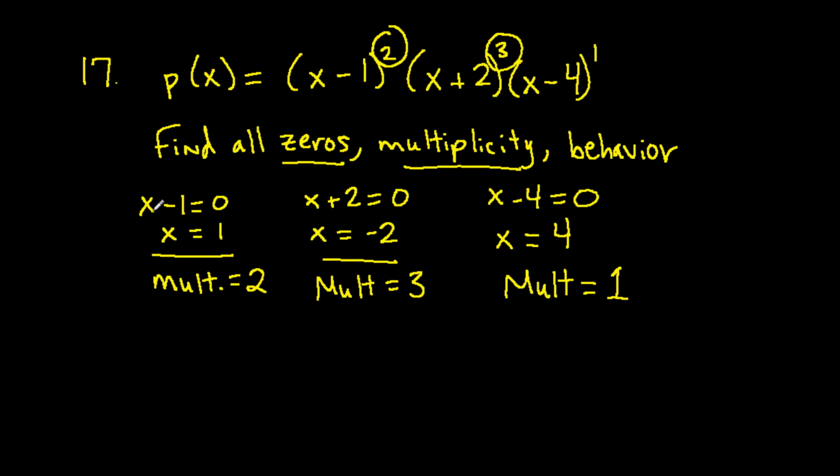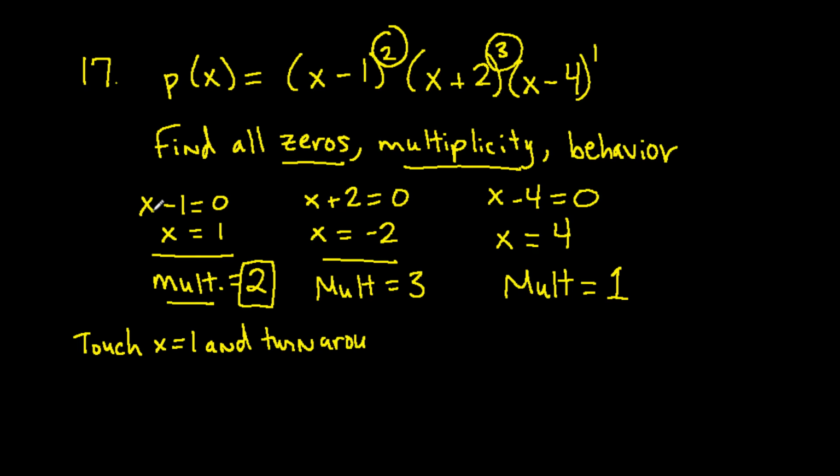Okay, so how does that impact the graph? Whenever we have an even multiplicity, the graph touches that 0 and turns around. Whereas if we have an odd multiplicity, it crosses through the graph. So at x equals 1, we have an even number for the multiplicity, and therefore the graph is going to touch x equals 1 and turn around.